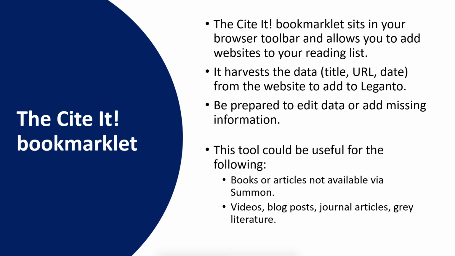However, you do need to be prepared to edit the data or add missing information because it's not perfect. And this tool can be useful for adding books and articles that are not available through Summon. So if you see a book on a publisher's website or an online bookshop, or journal articles as you happen to be reading them. And you can also use it for videos, blog posts, websites, grey literature such as reports and things on professional bodies or the NHS, for example.